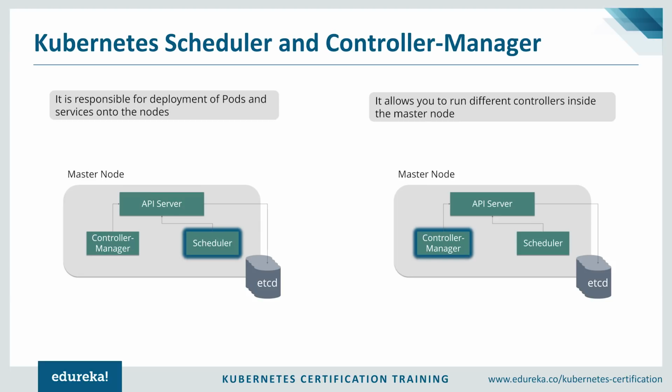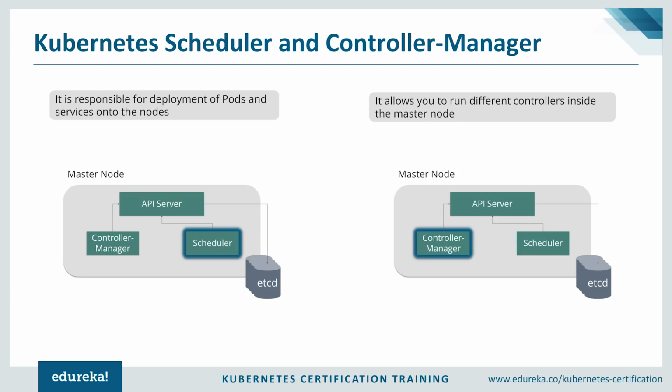Basically, a controller watches the desired state of the objects it manages and watches their current state through the API server. If the current state of the object it manages does not meet the desired state, then the control loop takes the corrective steps to make sure that the current state is the same as the desired state. So guys, that was all about the components of the Kubernetes master node.